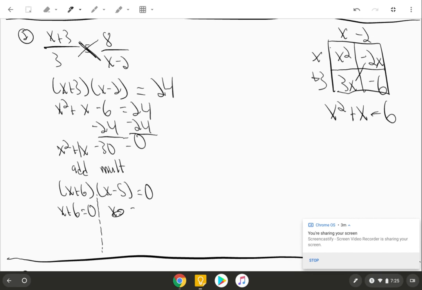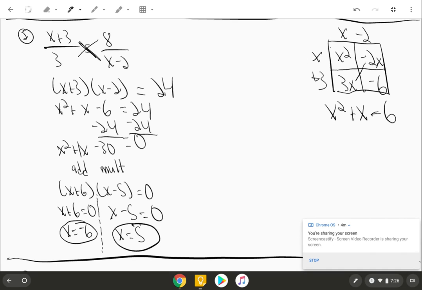So this quadratic will have two solutions. Okay, so x plus 6 equals 0. That's going to give us x equals negative 6 as one of my solutions. x minus 5 equals 0. That's going to be x equals 5 as my other solution. If you had chosen to use the quadratic formula, you should end up with the same two solutions, negative 6 and positive 5.